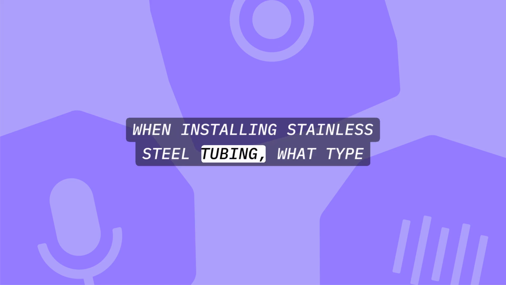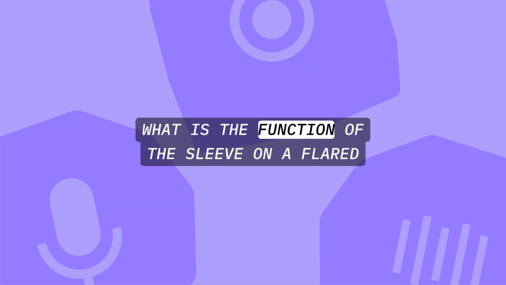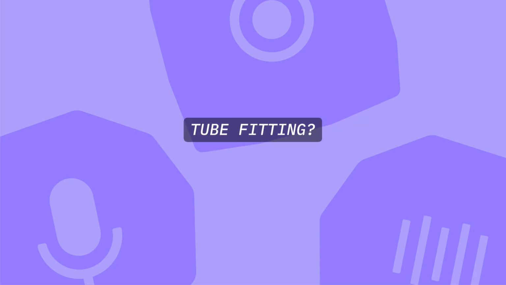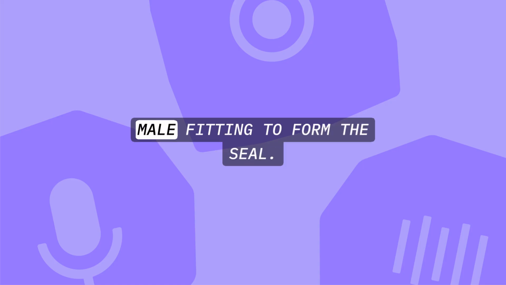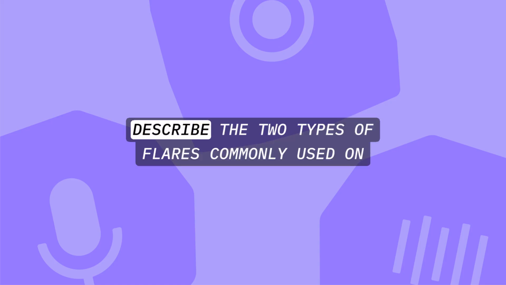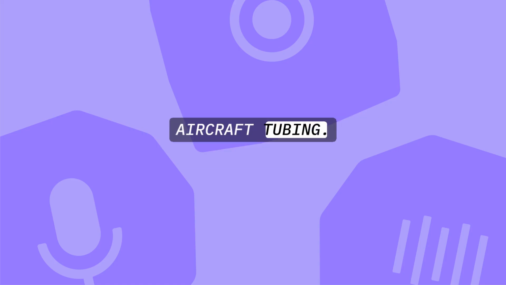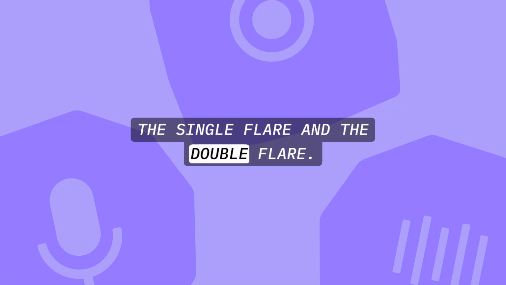When installing stainless steel tubing, what type of fitting should be used? Stainless steel fittings. What is the function of the sleeve on a flared tube fitting? The nut fits over the sleeve and draws the sleeve and the tubing flare tightly against the metal fitting to form the seal. Describe the two types of flares commonly used on aircraft tubing. The single flare and the double flare.